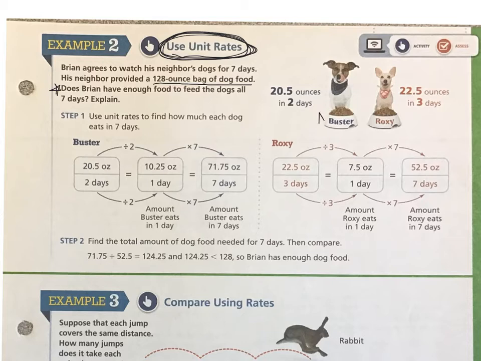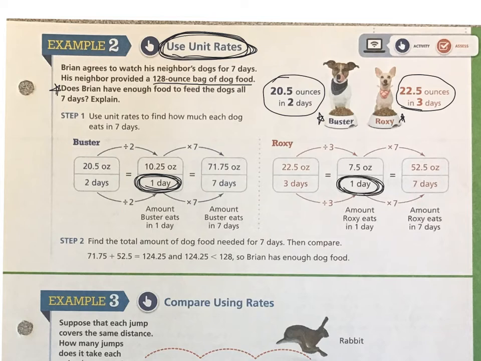We see we have Buster and we have Roxy. And here is the amount that Buster eats in 2 days, and here is the amount that Roxy eats in 3 days. So the first thing that we're going to do is determine how much does each dog eat in 1 day. So here's Buster and here's Roxy, and we're going to do that division to find out the amount that they eat in 1 day. So Buster eats 20 5/10 ounces, or 20.5 ounces, in 2 days.